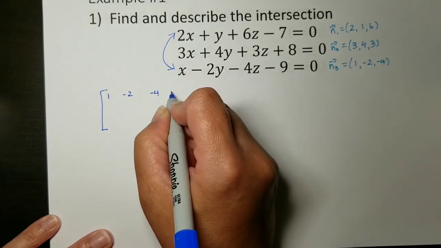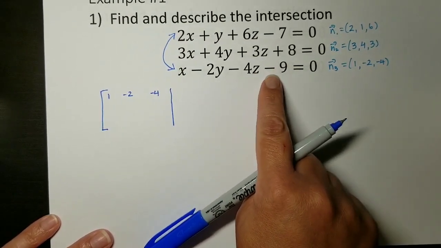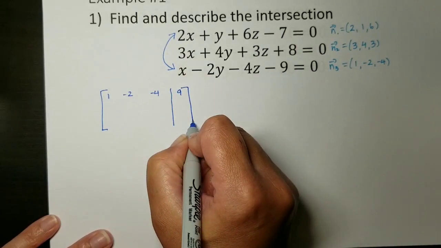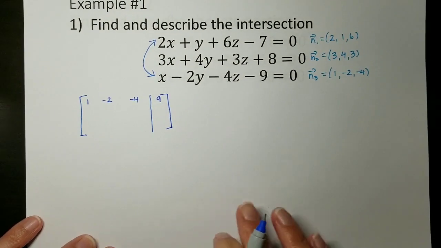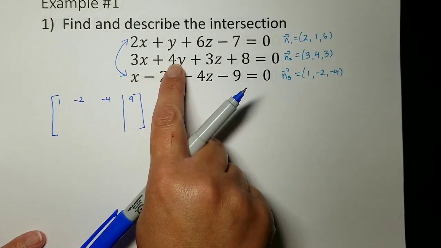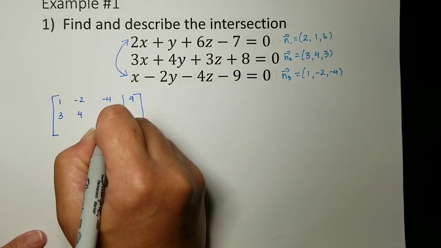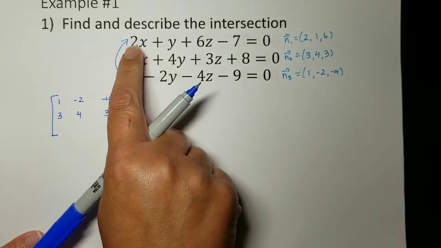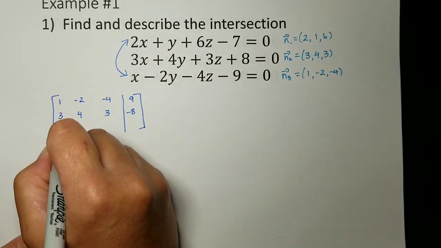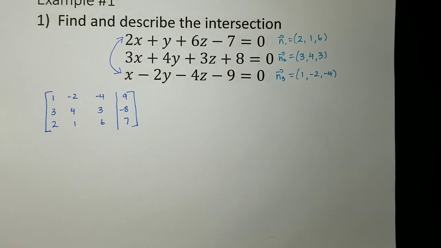1, -2, -4, and now careful, because in standard form this is not equal to something. It's all equal to 0. So remember, we have to move that over and make that equal to +9. I don't feel like you need to write that out. If you do, obviously that's fine though. So here I have 3, 4, 3, and then when I bring that over to the other side, it would be -8. And then the last one that I'm swapping down is 2, 1, 6, and bring that over, it's +7. So I've got my matrix set up here.